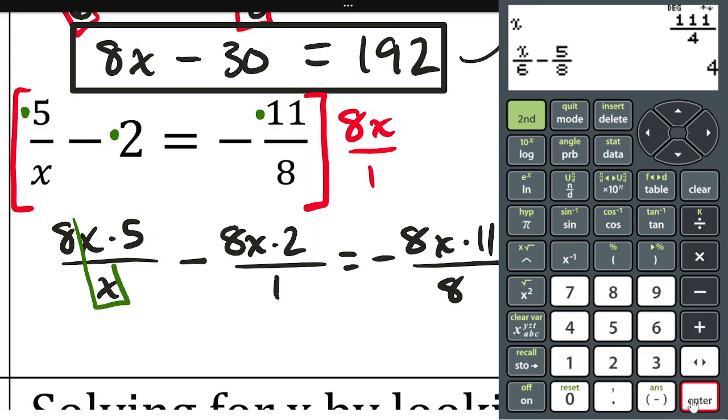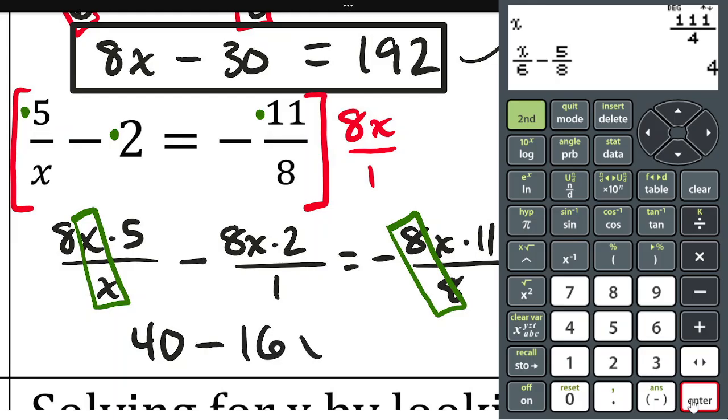There's an x over x that can go away. That's gone. Also, there's an 8 over 8 that can go away. That will be gone. So the next thing I'm going to write down is this equation is going to become 40 minus, let's see, 2 times 8 is 16, minus 16x. And that equals, it looks like it's going to be negative 11 times x, negative 11x. All right, so what do I do now?